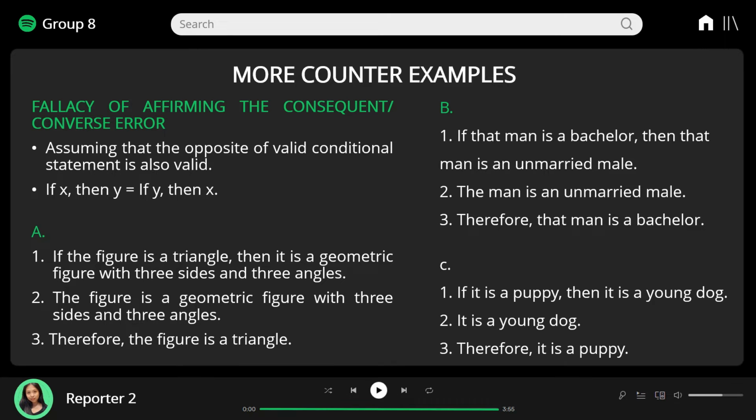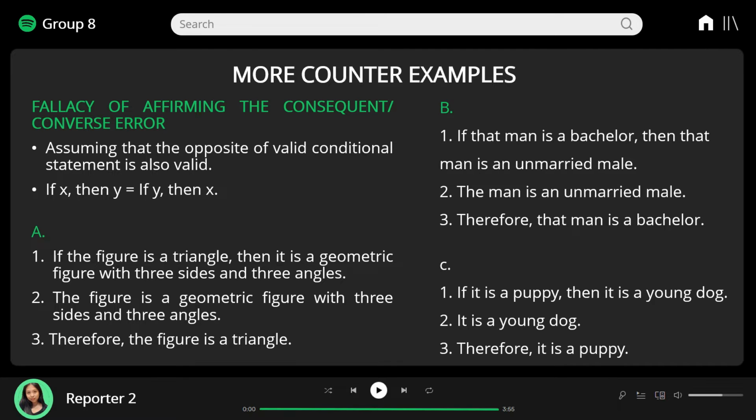Ito pa yung ibang counter-examples. The examples that you will be seeing are still part of fallacy of affirming the consequent or converse error. Again, this fallacy is assuming that the opposite of a valid conditional statement is also valid. You can see the 3 examples below na pagtitignan medyo acceptable naman yung premises pero hindi pa pala. Actually, para sa akin, sobrang strong na ng premises niya or sobrang strong na ng evidence niya.